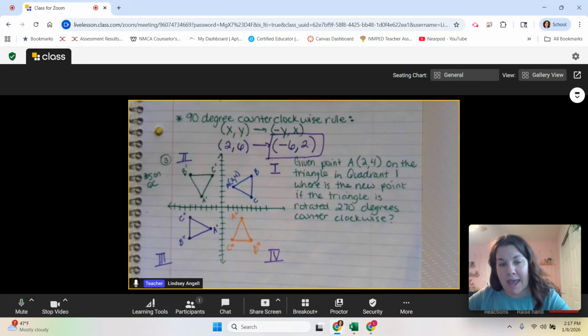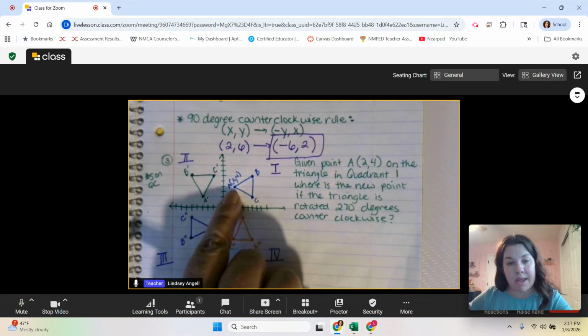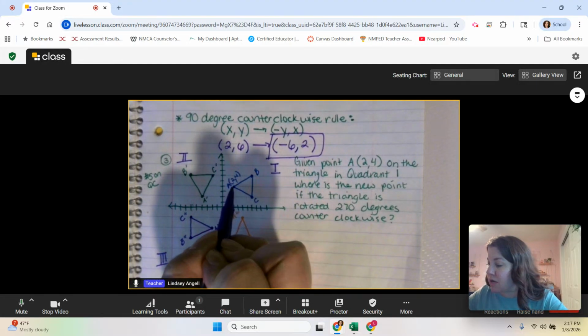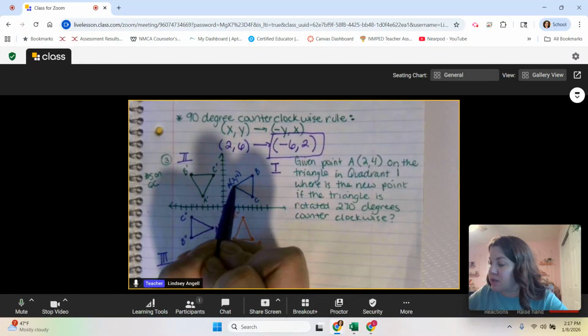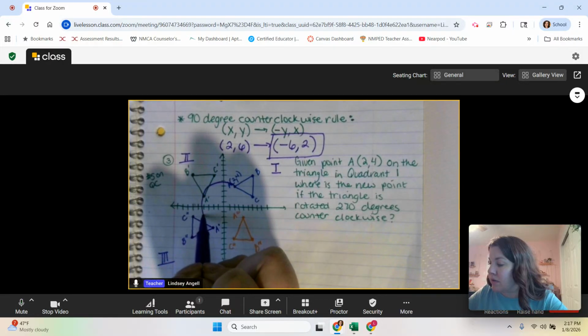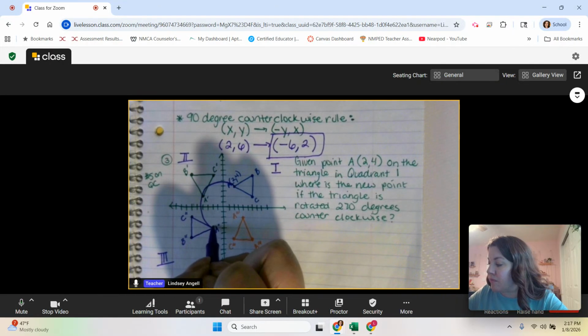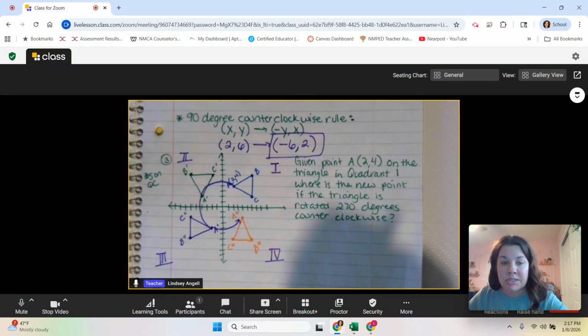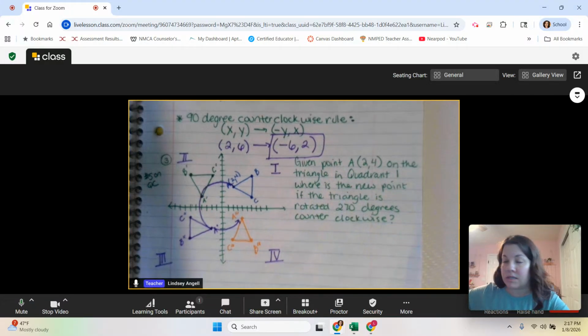So given point A, 2, 4, on the triangle in quadrant 1, this guy right here, where is the new point if the triangle is rotated 270 degrees counterclockwise? Well, 270 degrees counterclockwise, that's going this direction. This gets us to 90. There's 180. There's 270.